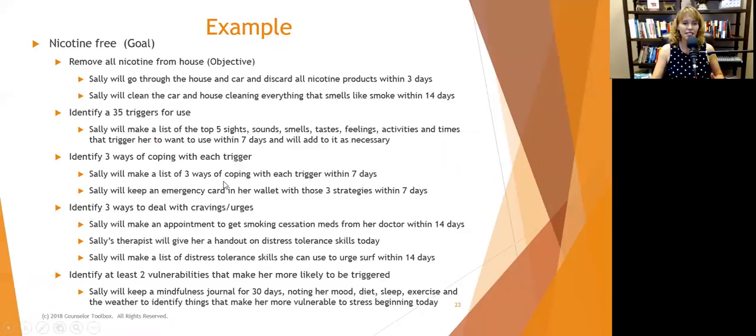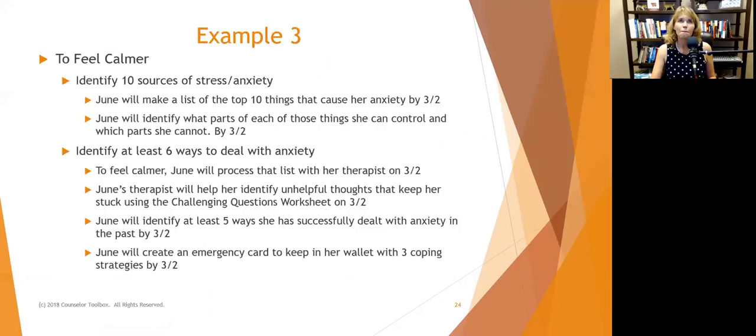So I'm going to skip over nicotine free for the sake of time. To feel calmer, have the client identify 10 sources of stress or anxiety. So June will make a list of the top 10 things that cause her anxiety by March 2nd. And June will identify what parts of each of those things she can control and which parts she cannot by March 2nd. And then I would also put in there, June will process this list with her therapist on March 2nd. Identify 6 ways to deal with anxiety.